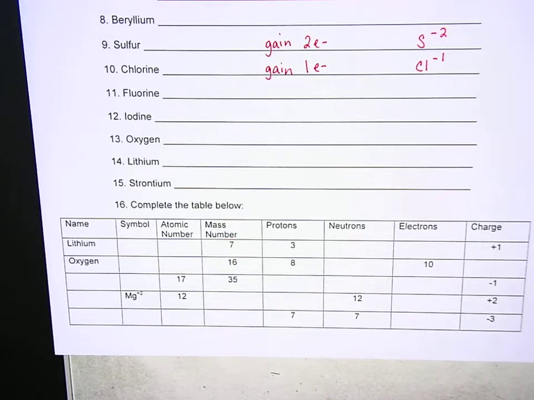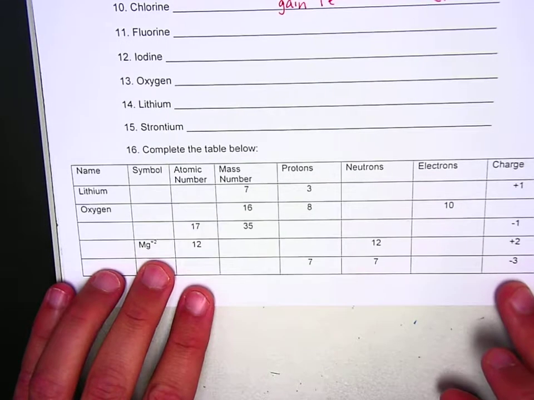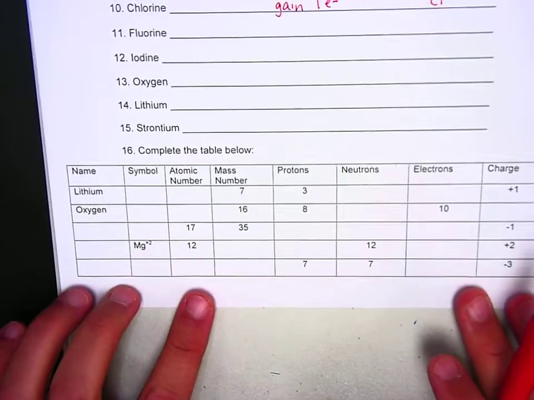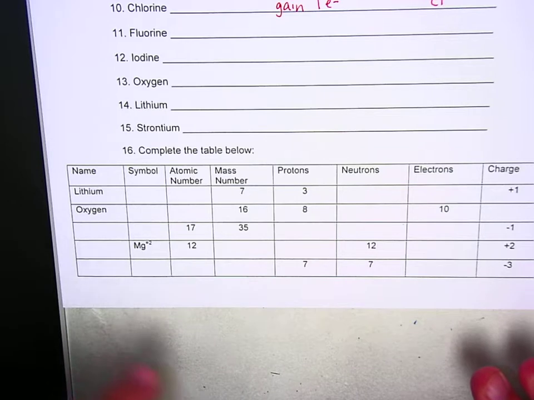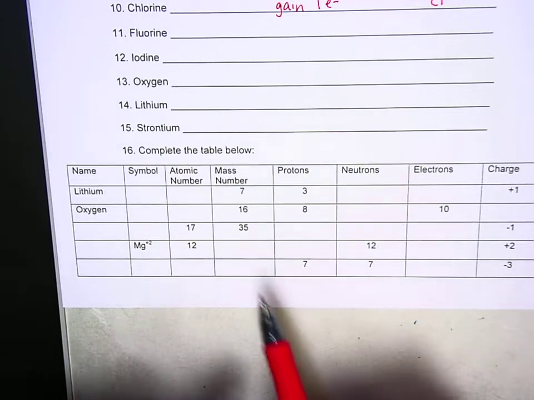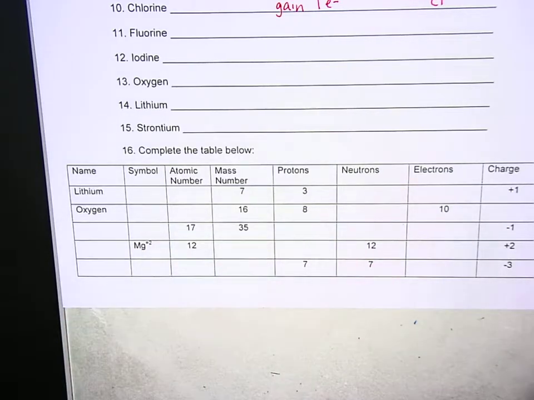Okay, so we're continuing on with ions with this worksheet. But we're going to focus on the bottom half of this worksheet, completing this table. You've seen a table similar in assignments prior to this specific one. So we're going to be completing this table with a few changes.